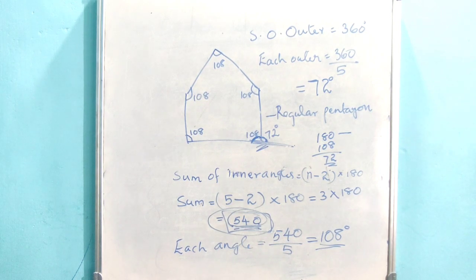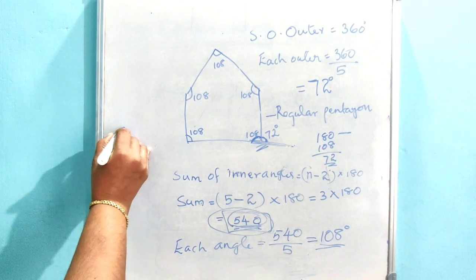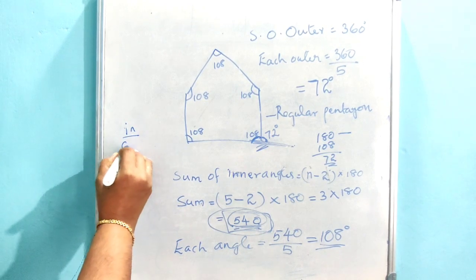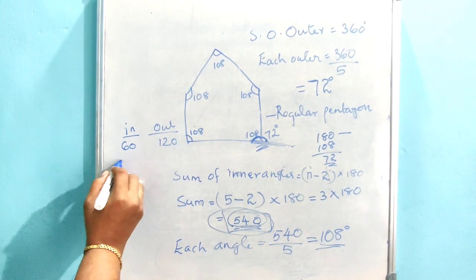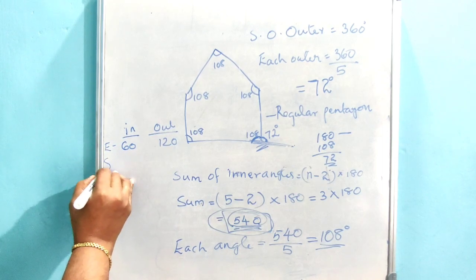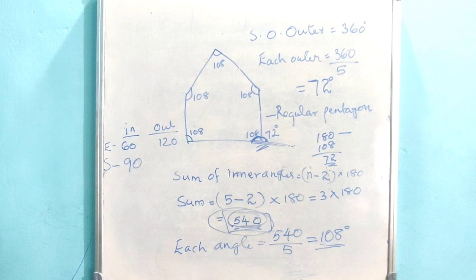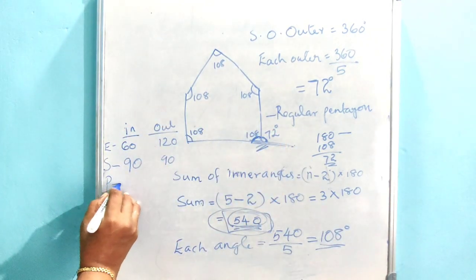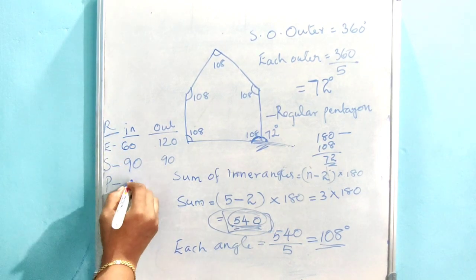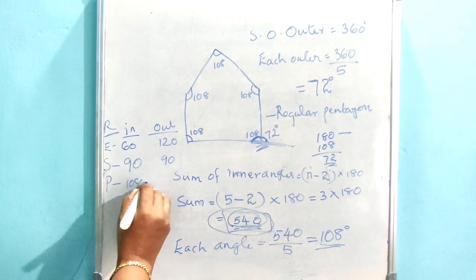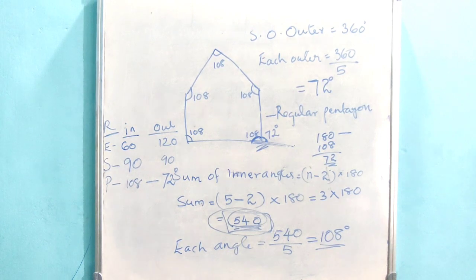And what about an equilateral triangle? For an equilateral triangle, the inner angle is equal to 60 degrees and the outer angle is equal to 120 degrees, right? And for a square, one inner angle is equal to 90 degrees and one outer angle is also equal to 90 degrees. All these shapes are regular shapes. Then for a regular pentagon, one inner angle is equal to 108 and its outer angle is equal to 72 degrees. Similarly, we can find the inner angle and outer angle of every regular polygon.